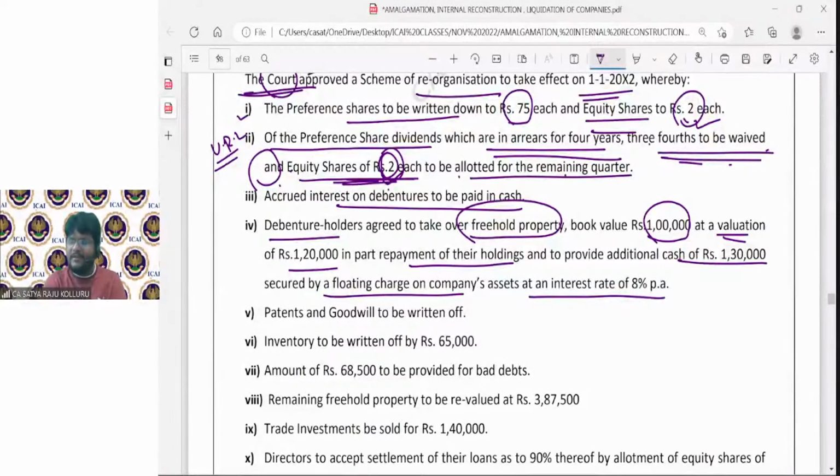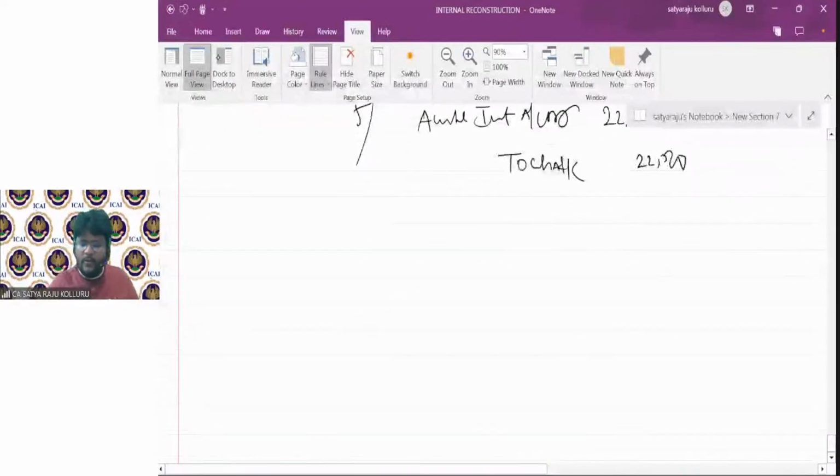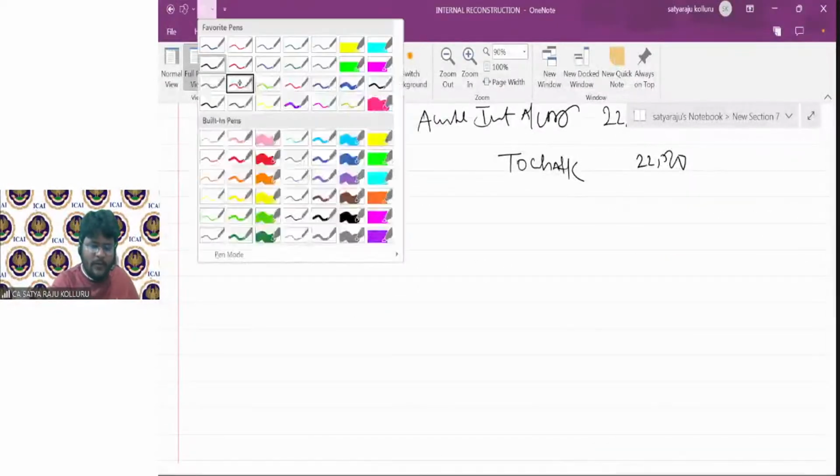I know, while reading it the first time, you may not appreciate the whole content. But if you break the sentences as per the given information and slowly connect what is given, then you can simply pass the journal entries. Let me read the content once again, guys. Debenture holders agreed to take over freehold property. Book value of 1 lakh. First, let me check what he is talking about freehold property.